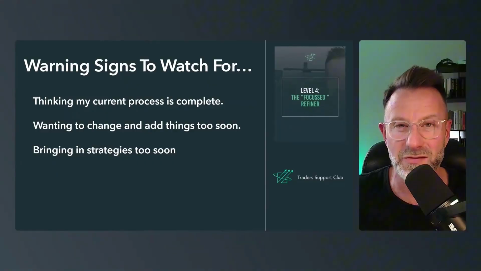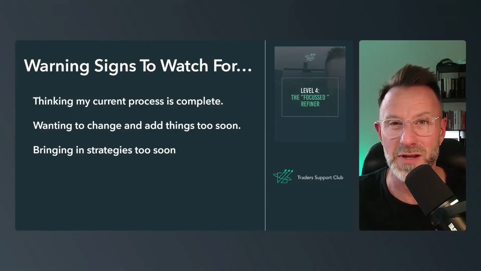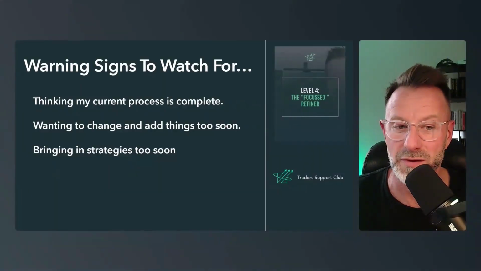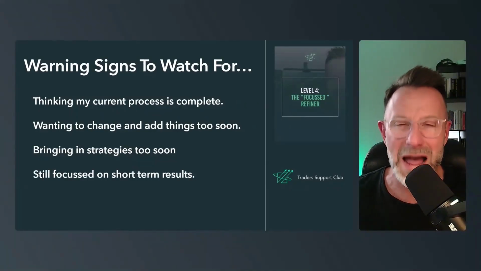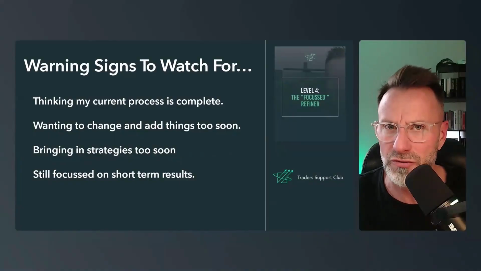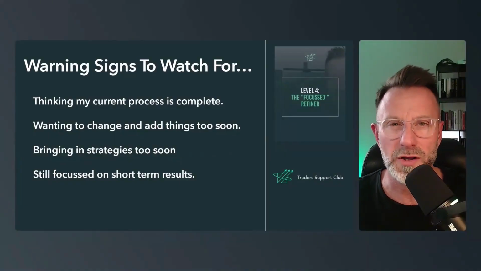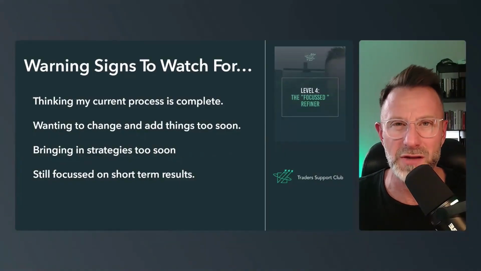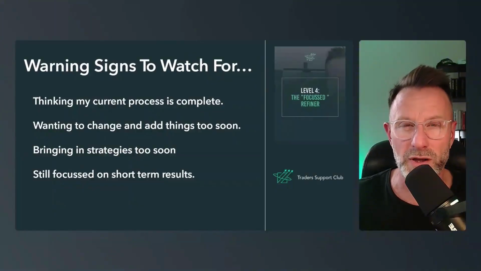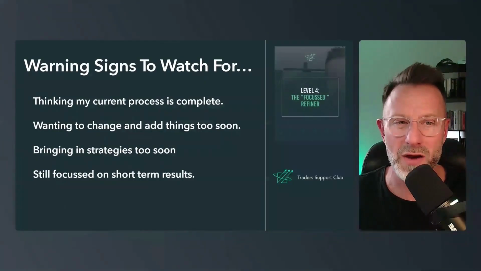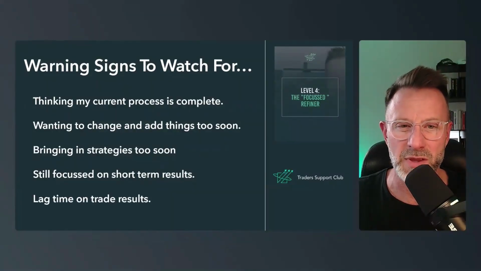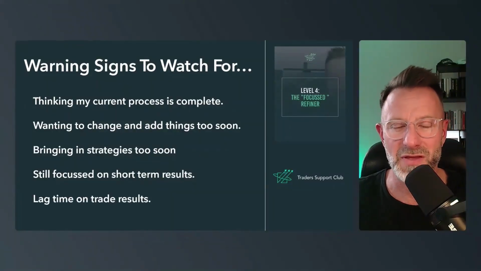This stage is still critical, and the critical element is it's very easy to think you've got everything sorted. Then here, you could still be focused on short-term results. This will happen, and it's also dependent on what those short-term results are. You're still working through that, and you may have got to this point in terms of your technical skill quite quickly, and it just takes time for your emotional system to catch up. So just be wary of that, but it's okay if that does happen. And then, as I've already talked about, the lag time on results. All right.